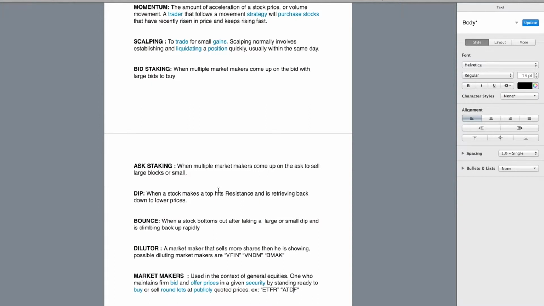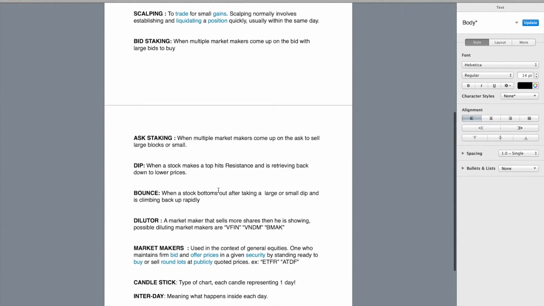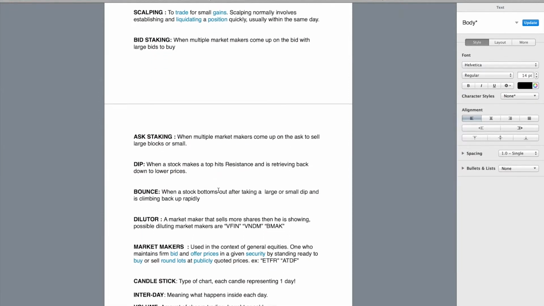Dip is when a stock touches its resistance level, isn't able to break it, and then retreats back down to lower prices, so it's dipping back down. Most of these words are common sense, to be honest. A bounce is when a stock is taking a dip and then it bottoms out and it's increasing back up rapidly in price.